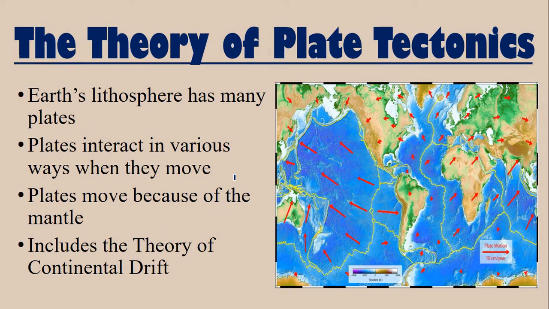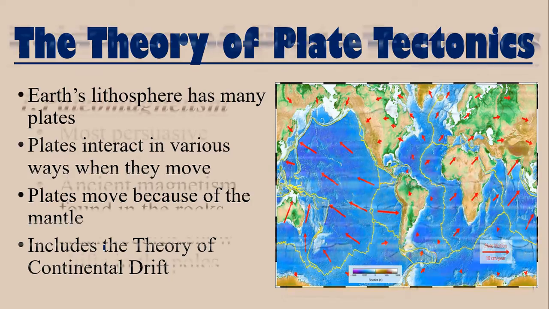The theory of plate tectonics says the Earth's lithosphere has many plates. You can see some of the plate boundaries here in yellow, and the arrows show the movement of the different plates. Plates interact in various ways when they move. Things like earthquakes happen when some of these plates move. Plates move because of the mantle; there are convective currents in the mantle. It also included the theory of continental drift because that laid the framework for plate tectonics.